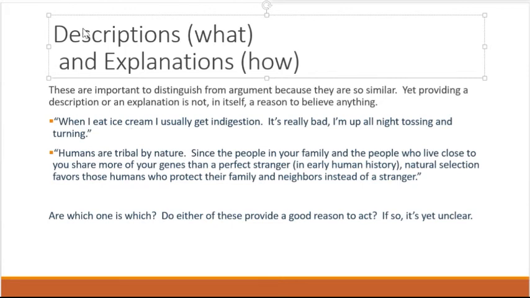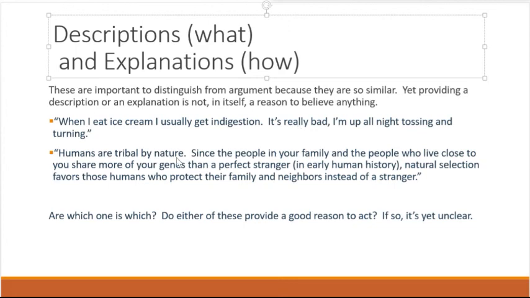I'm not sure what this is saying yet. And that's why it's important that when you give your description, you have to tell me why it matters, right? So when I'm eating ice cream, I get indigestion. It's really bad. I'm up all night tossing and turning. Okay, so what? What from there? Oh, you want me not to give you ice cream? Okay, now I understand. Or were you going to say, but it's my birthday, I'll do it anyway.